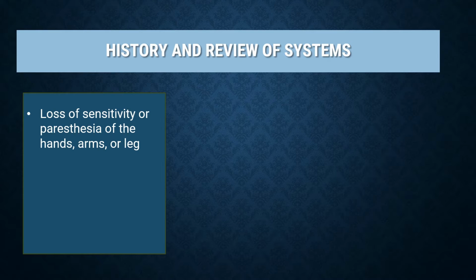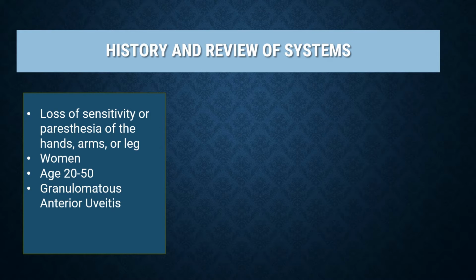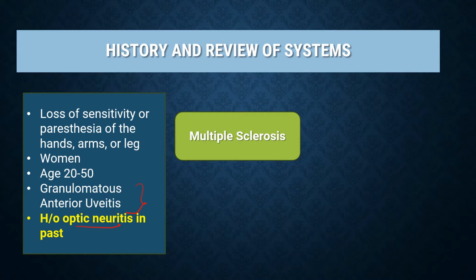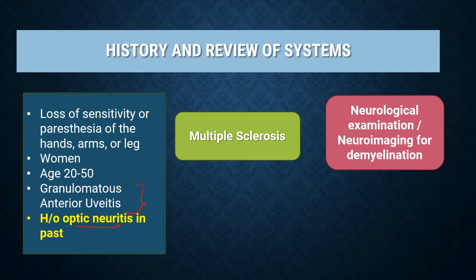So if there is a history of loss of sensitivity or paresthesias of the hands, arms or legs, particularly in women of age about 20 to 50 years, and along with that sometimes you're going to see granulomatous anterior uveitis as well, right? So if you have this history, if you see intermediate uveitis, and moreover if you see other associated signs which suggest multiple sclerosis, which are granulomatous anterior uveitis, history of optic neuritis in the past, or signs of optic neuritis in the present clinical examination, and apart from that sometimes even superior vasculitis, which I again described in detail in the first video on intermediate uveitis, then you have to think that maybe the cause of intermediate uveitis in this patient is multiple sclerosis.